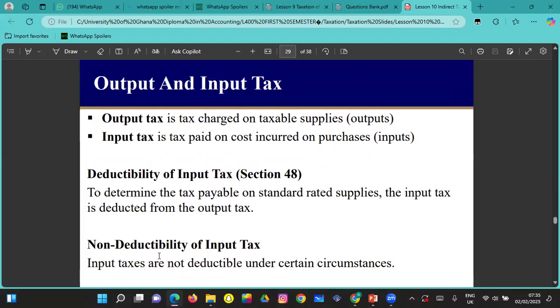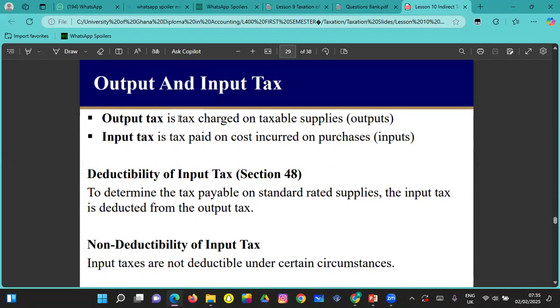So now, I said in the intro that if we want to know our tax payable, our VAT payable, then we have to know our output VAT and our input VAT before we can do that. So that's what we are coming to do.